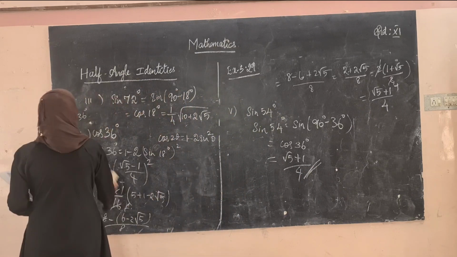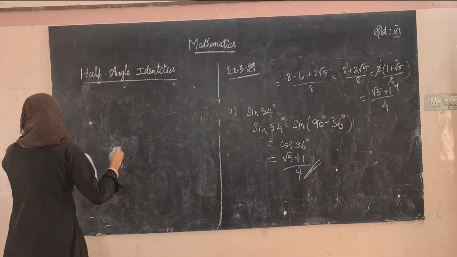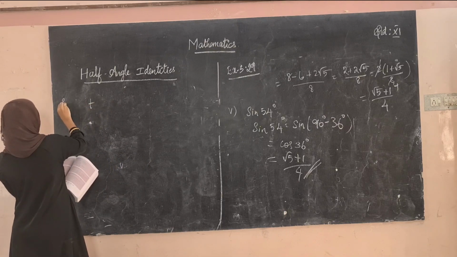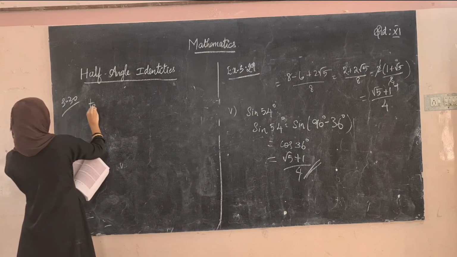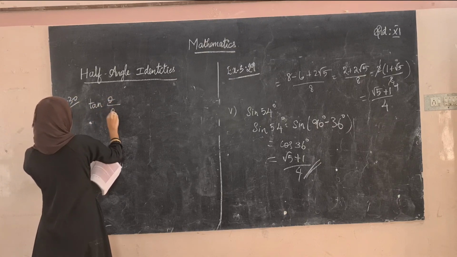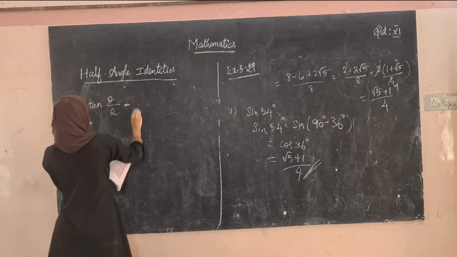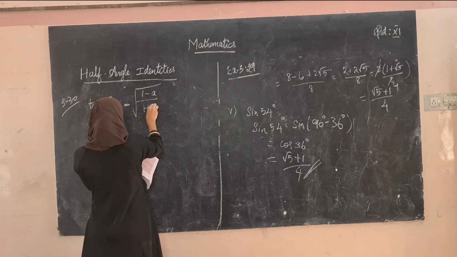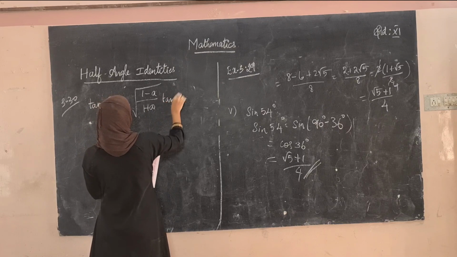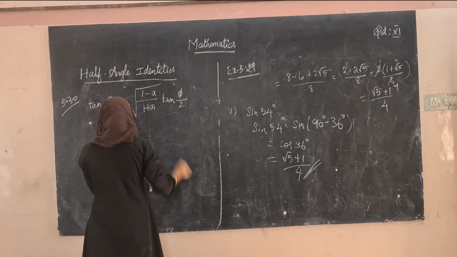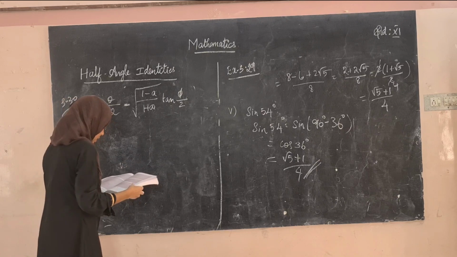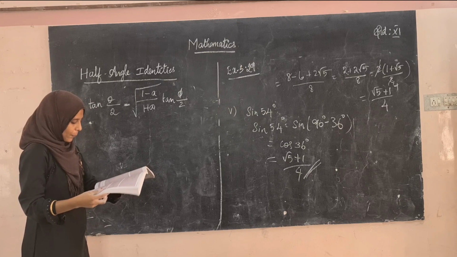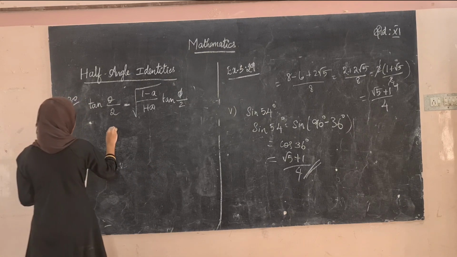Okay, now let us see the next one. See the next example, example number 3.30. If tan theta divided by 2 is equal to square root of 1 minus a divided by 1 plus a into tan phi divided by 2, then you have to prove that cos phi is equal to cos theta minus a divided by 1 minus a into cos theta. Okay, now let us take the identity.